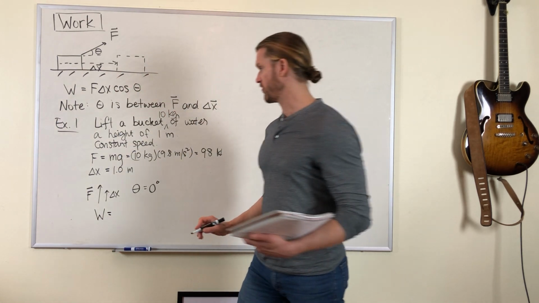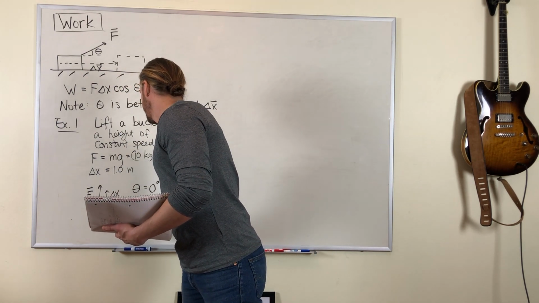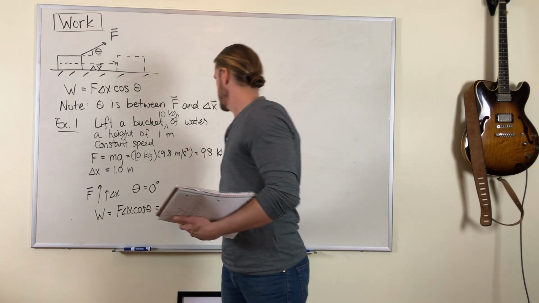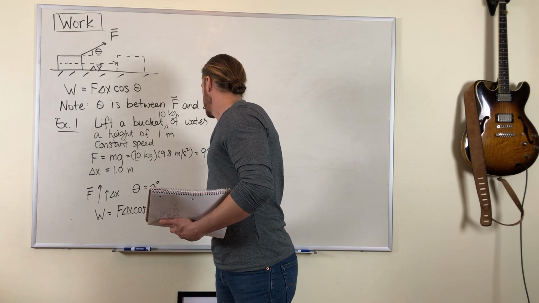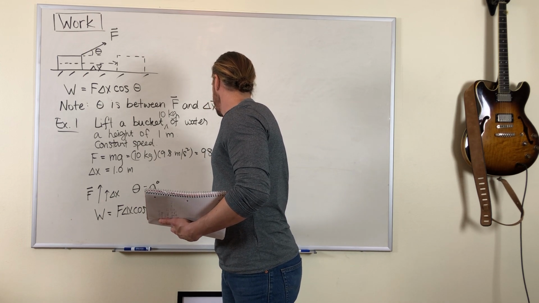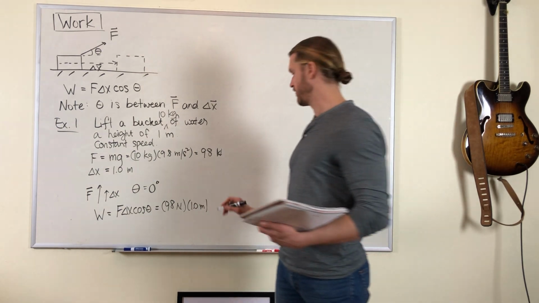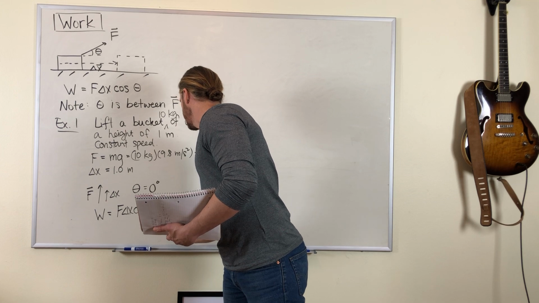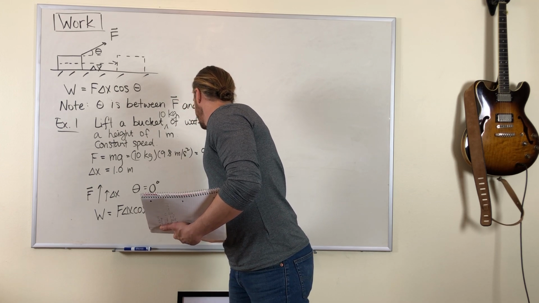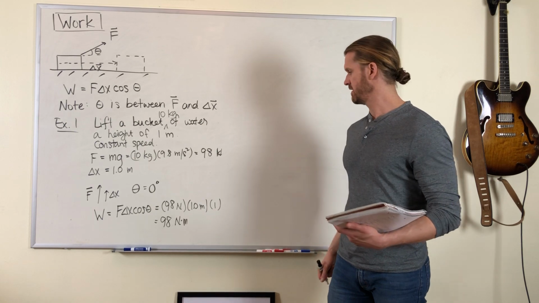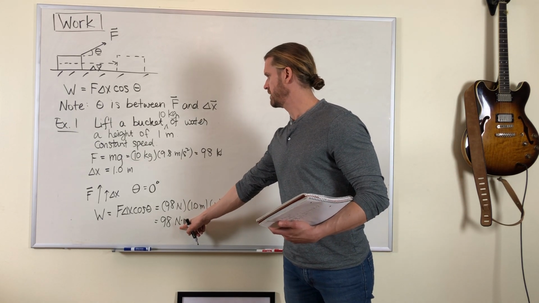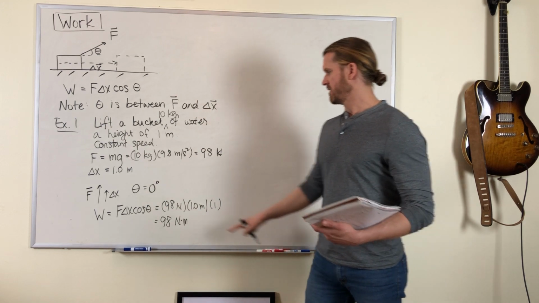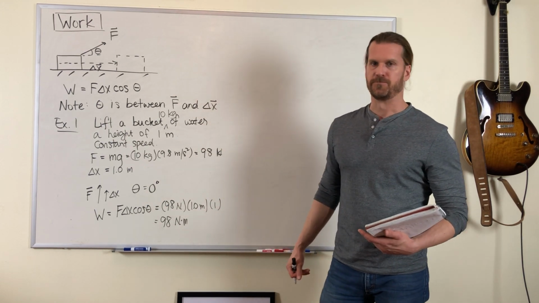So you find that the work done on that bucket of water is F delta x cosine theta, or 98 newtons times 1 meter times cosine of 0, which is 1, or 98 newtons times meters. That would also be kilograms meters squared per second squared. We're going to learn another name for that unit soon.